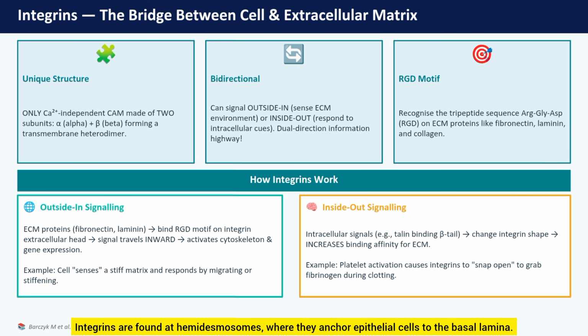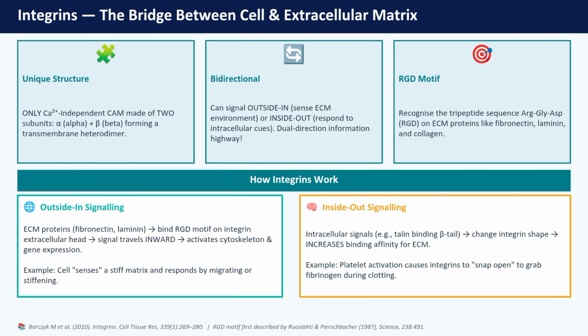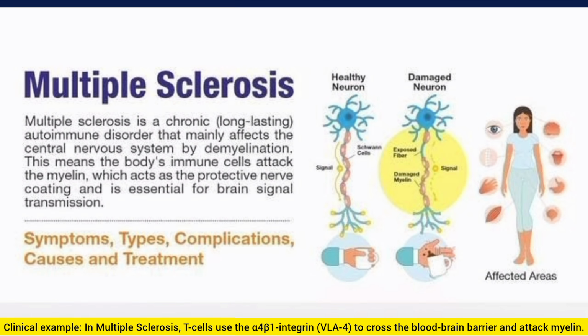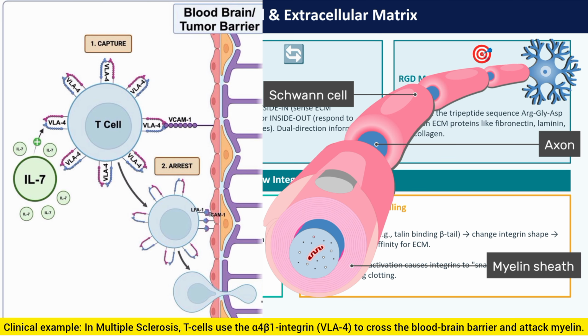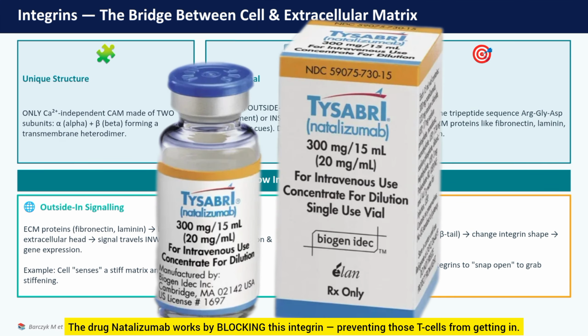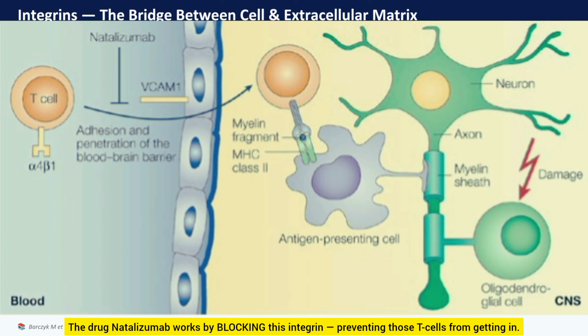Integrins are found at hemidesmosomes, where they anchor epithelial cells to the basal lamina. Clinical example. In multiple sclerosis, T cells use the alpha-4 beta-1 integrin, VLA-4, to cross the blood-brain barrier and attack myelin. The drug natalizumab works by blocking this integrin, preventing those T cells from getting in.